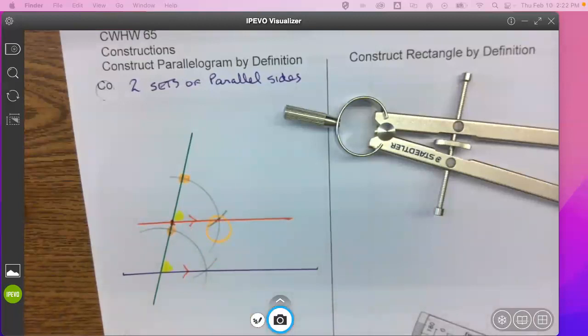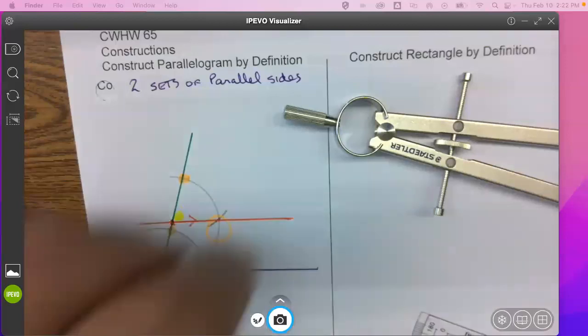Please check with your neighbors and make sure they're having success with this. You can either raise your hand or ask a neighbor. Anyone need more time creating this first line parallel?